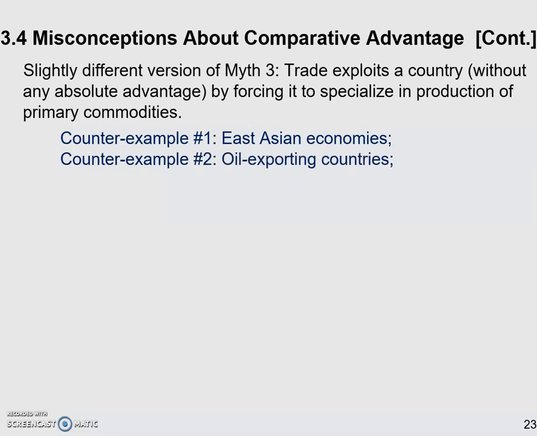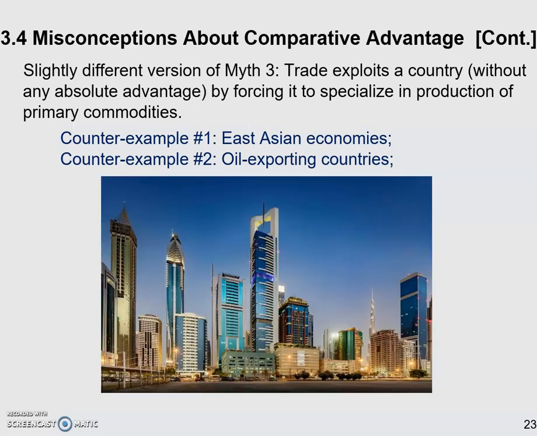Another example would be oil exporting countries, especially the Middle East ones. For example, this picture shows the skyline of Dubai. It's a financial center. As you can see, it's amazing, right? Once again, they started with the oil exporting thing. They exported what they got from their mother nature.